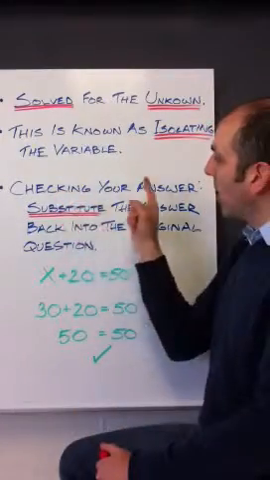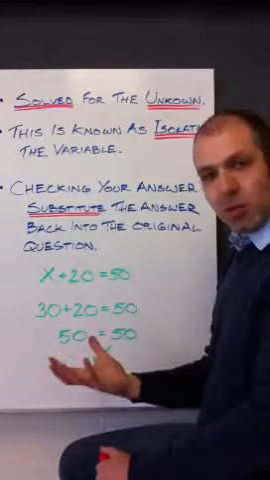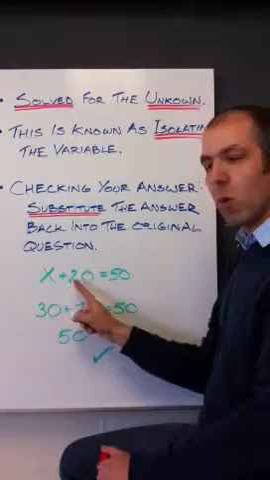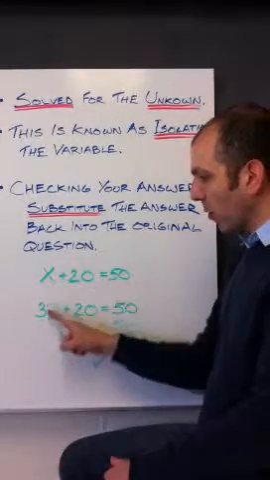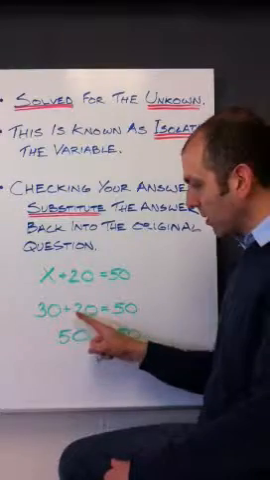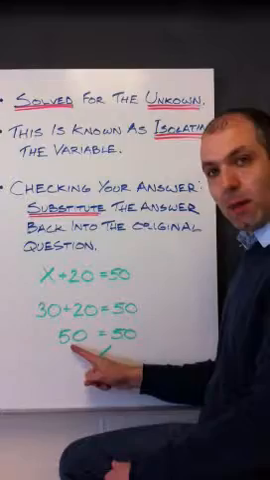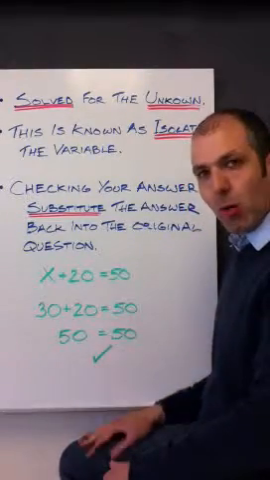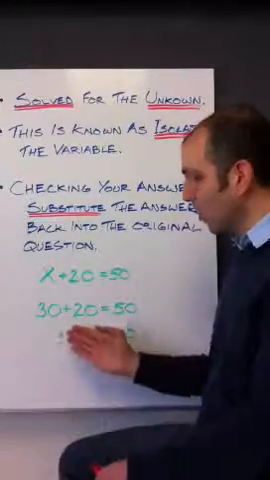We can also check our answers. You can check your answer using substitution. You take our answer, x equals 30, and we put it into the original question. The original question, x plus 20 equals 50? And our answer for x was 30. 30 plus 20 equals 50, which we know 30 plus 20 is 50. 50 equals 50. This is a way to check your work. So we can confirm that what we had from solving the equation makes sense and works in the end.